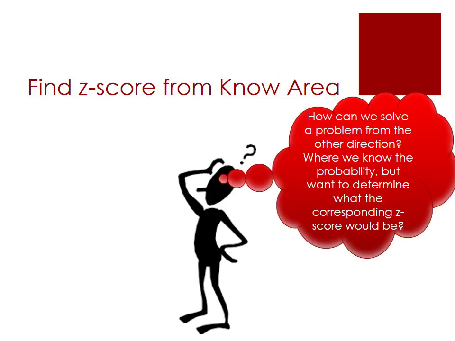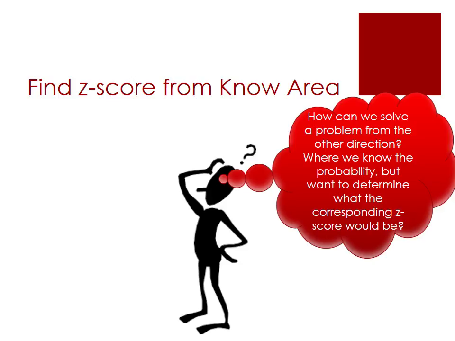Alright, in the previous section we looked at finding a known area for a reported z-score and thus the probability associated with that area. And now we're going to look at solving the problem in reverse. So how do we know the probability for a particular area and then determine what the corresponding z-score would be?